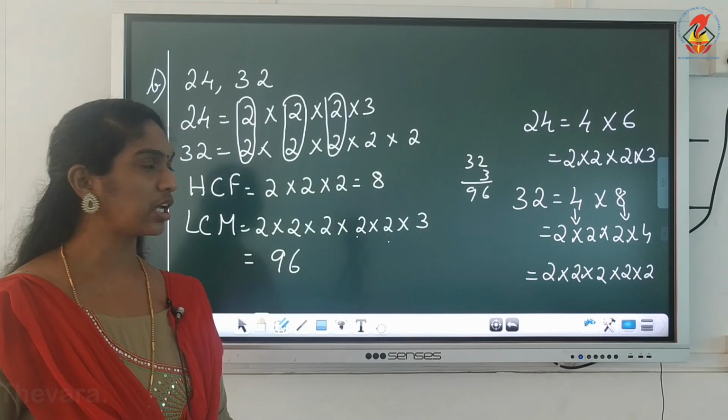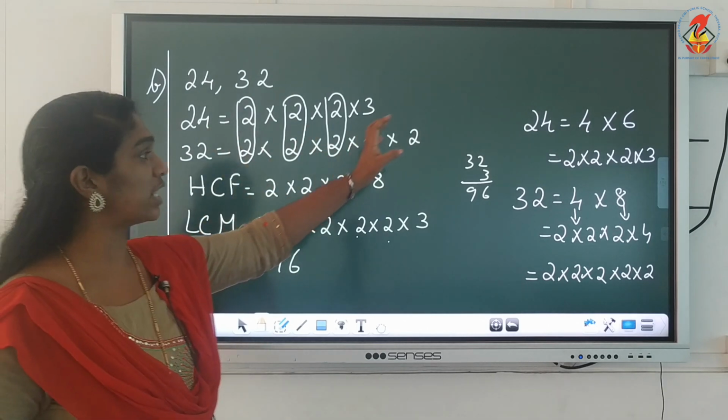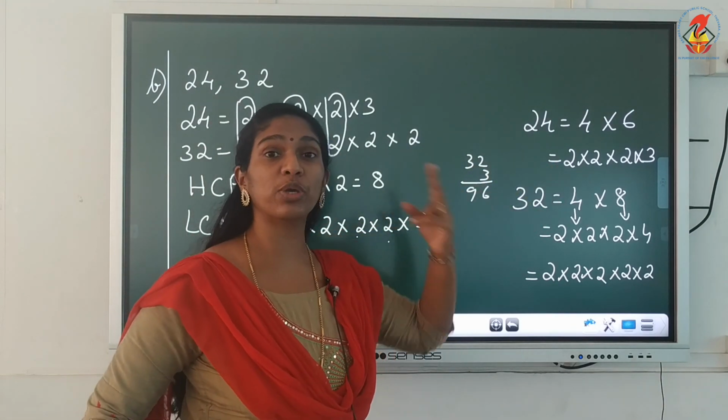Clear, students? So how do you find? First you have to find out the prime factorization. When you go for bigger numbers, you do it in the working column. You split it. Keep splitting till you get prime numbers.